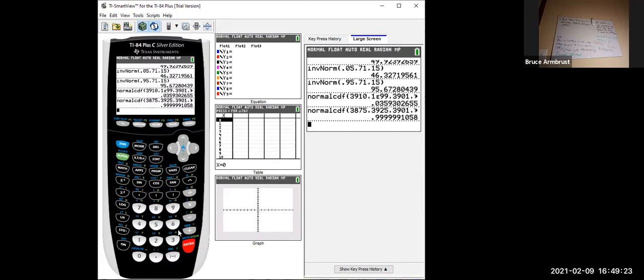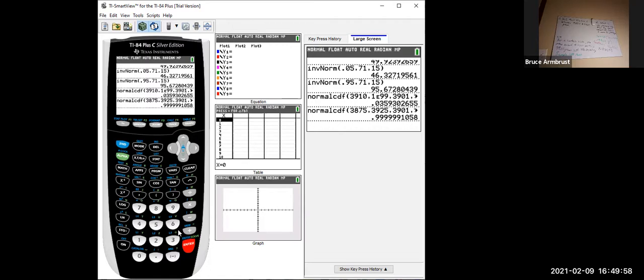All right, so look at that number, 0.999991058. That's awfully close to 1. So remember what a probability of 1 means? Probability of 1 means that it's going to happen. Well, that's pretty much what this just said.